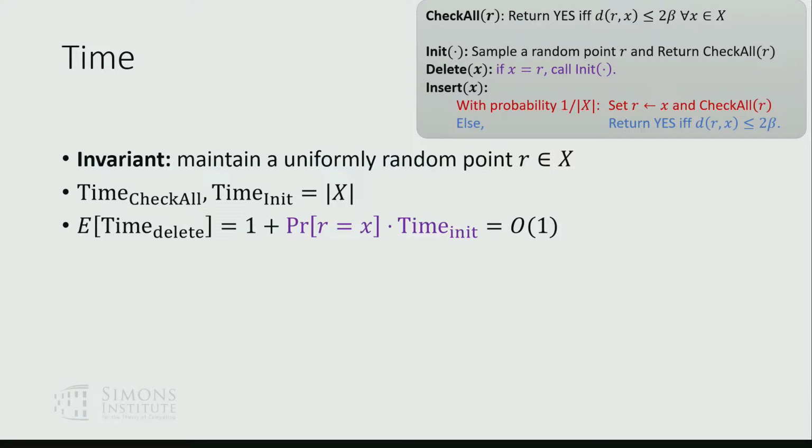But because X is independent from R, this is where you exploit the fact that the input is oblivious, like the update is oblivious from R. So this will happen with probability probably just 1 over X. This is why you get a constant here.